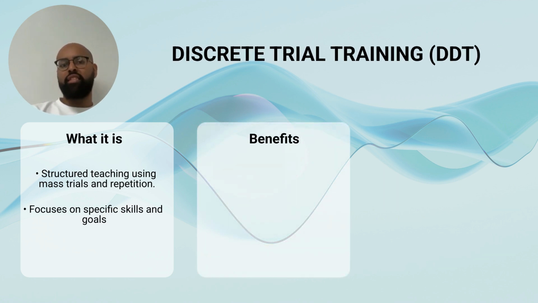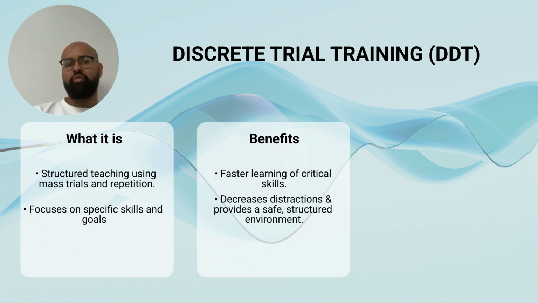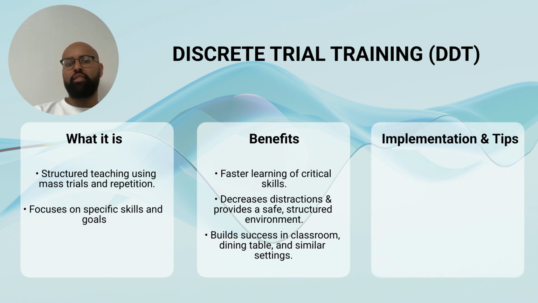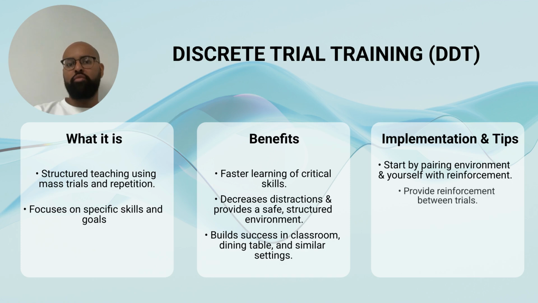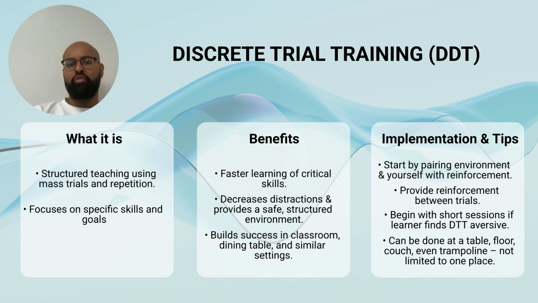Benefits of DTT are faster learning of critical skills, decreases distractions, and provides a safe, structured environment. It also builds success in classroom, dining table, and similar settings. Implementation and tips for DTT. Start by pairing environment and yourself with reinforcement. Provide reinforcement between trials. Begin with short sessions if learner finds DTT aversive. Can be done at a table, floor, couch, even trampoline, not limited to one place.